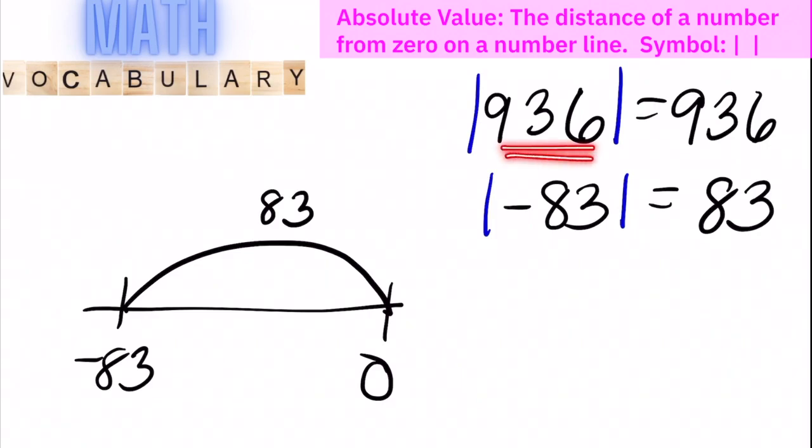I just want you to think, you're going to see a quick pattern here. You're going to notice that the digits are the same, like 83, negative 83 and 83. It's the same number, it's just the opposite. It's always a positive because we're talking about distance, and distance can't be negative. So how far is negative 83? It's 83. How far is 936? 936 from 0. So we're going to talk about those things.